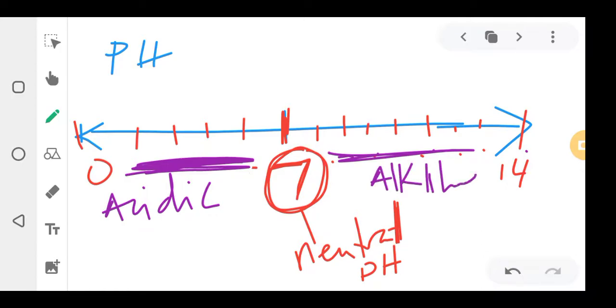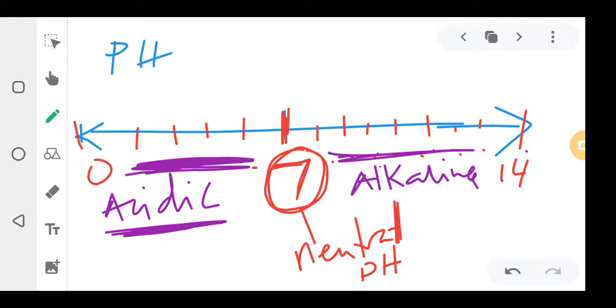Alkaline. Like when you are eating food, the pH in your mouth is alkaline. Okay? And then the pH in the stomach is actually acidic. Your stomach is very hot, so it's acidic.